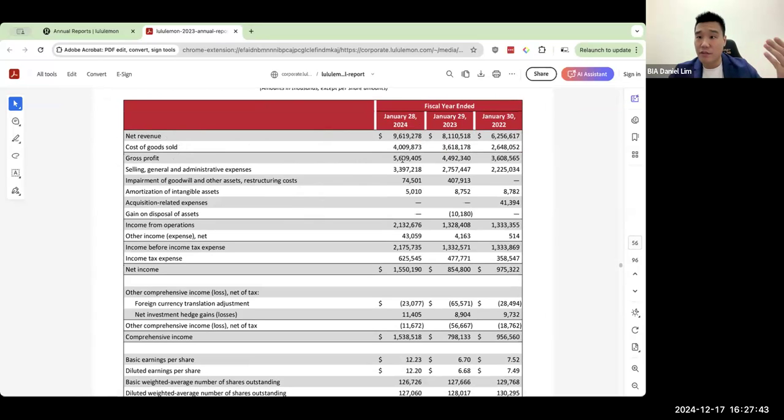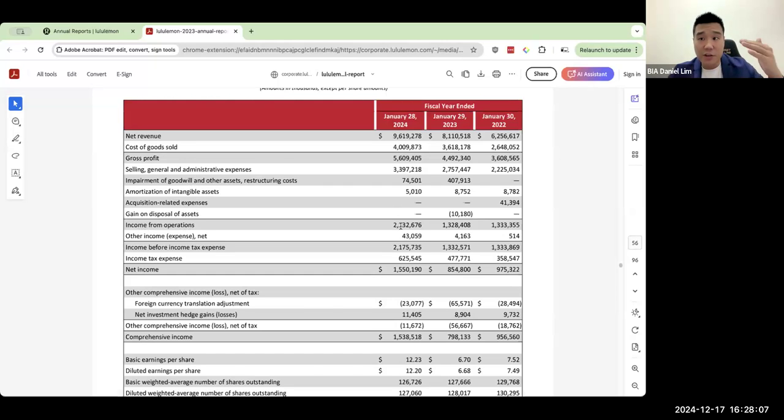Then after the gross profit, you remember, you need to minus off all of the operating expenses, right? So these are the sales and marketing, goodwill, everything here. But for us, we are not accountants, we are investors. We do not need to know all of this. At the end of the day, I just want to know what is my operating profit, also known as income from operation. After minus everything, I still got 2 billion here.